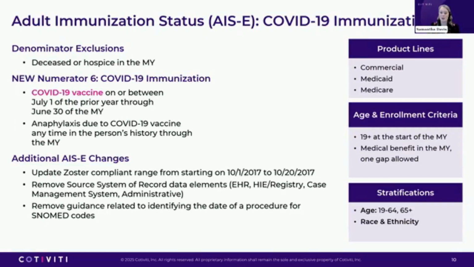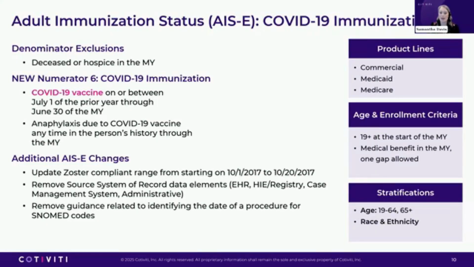The primary change proposed is to add a sixth numerator, evaluating whether members have received their annual COVID-19 vaccine. Eligible members need to be 19 or older at the start of the measurement year and have continuous enrollment through the measurement year, following the same eligibility criteria and age stratifications as the influenza and Tdap numerators. To be compliant for this new indicator, the member would need to have received a COVID-19 vaccine on or between July 1st of the prior year through June 30th of the measurement year.